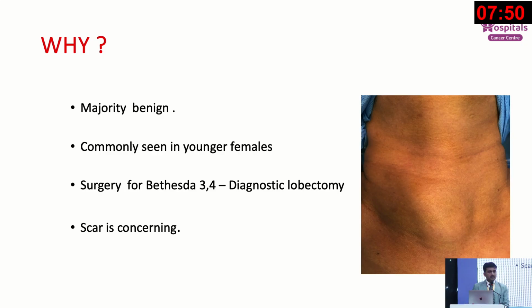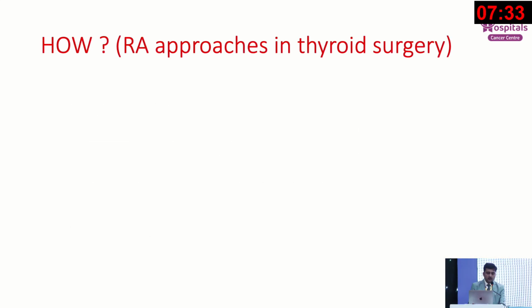So we commonly see thyroid nodules of around 3 to 4 centimeters in a younger patient. We often get FNAC as Bethesda 3 or 4 category, and we are helpless about what to do. We don't have the capacity to undergo molecular testing. And again, the scar is a concern. So how do we do it? There are remote access approaches.